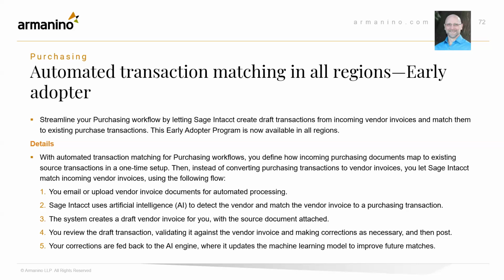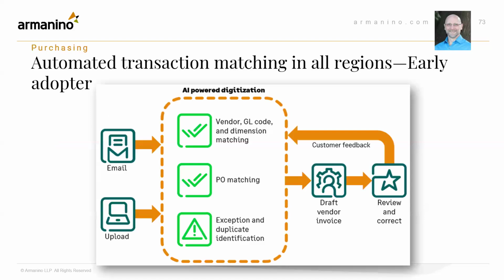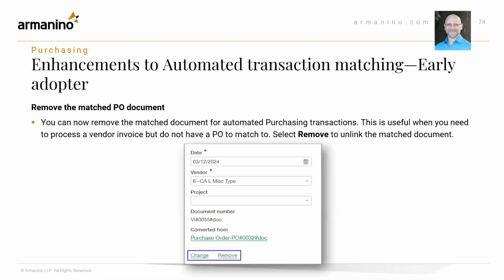The system creates a draft vendor invoice for you with the source document attached. You review the draft transaction, validating it against the vendor invoice and making corrections as necessary, and then post. Your corrections are fed back to the AI engine, where it updates the machine learning model to improve future matches. And this is a look at what that looks like. Again, you'll get these slides so you can look at that in more detail later on.